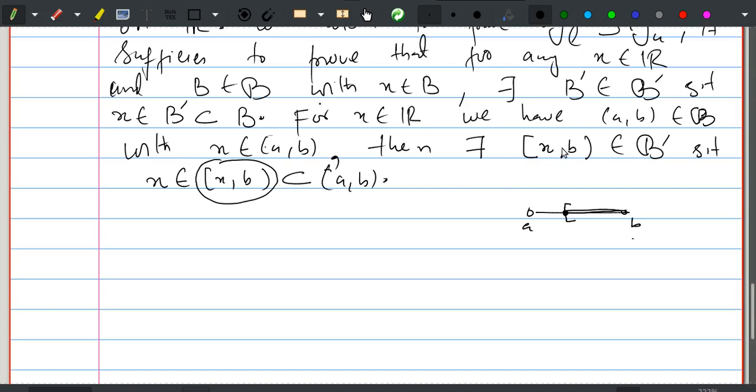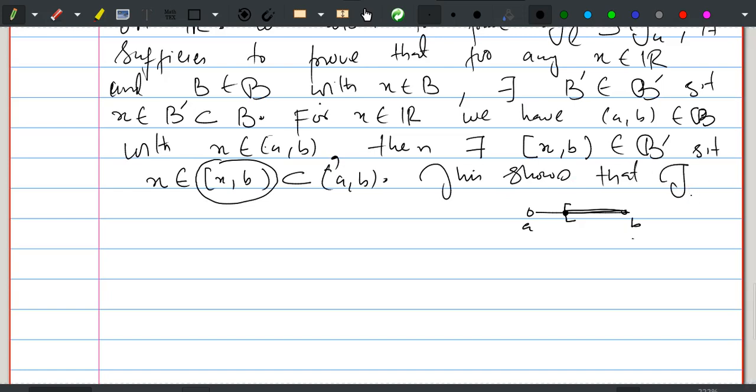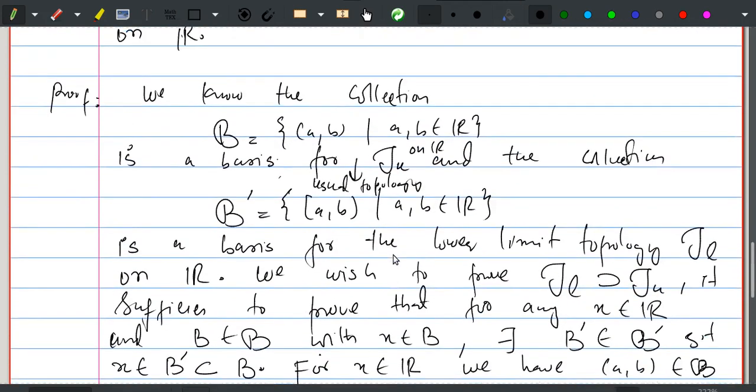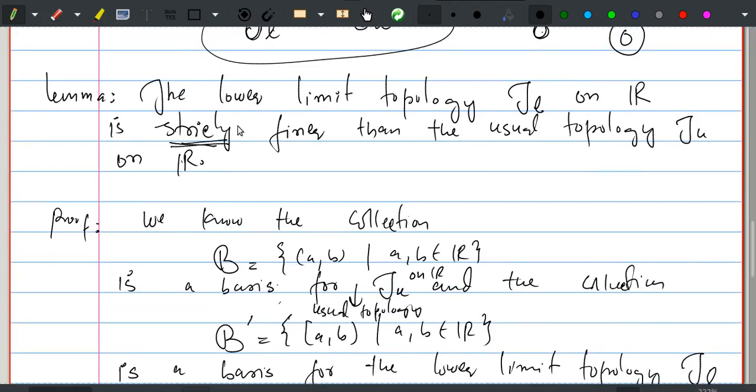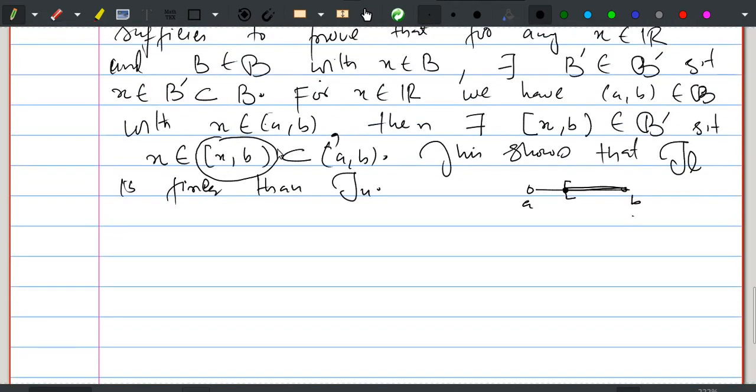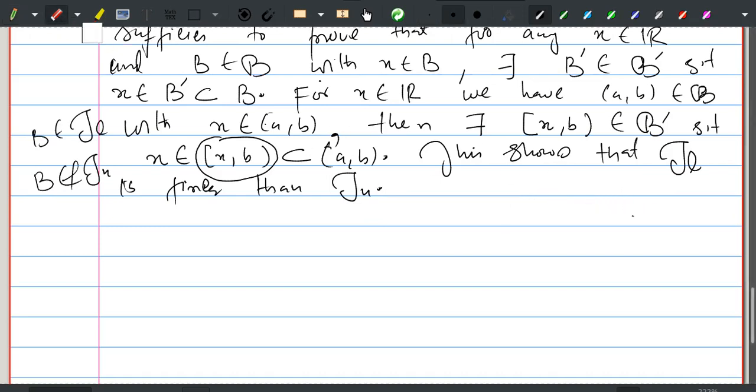So this means, so this shows that TL is finer than TU. Now we had to prove it is strictly finer. I mean we had to prove there is some open set in TL which is not in TU, so we have to find an element, say B, in TL such that this B is not in TU. That is what we have to prove for this strictness.